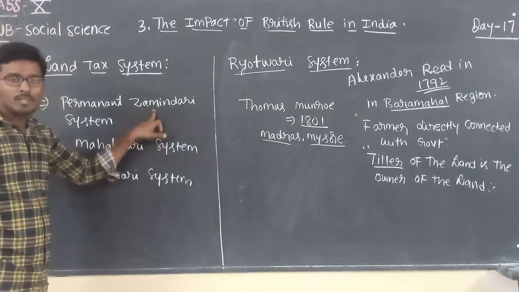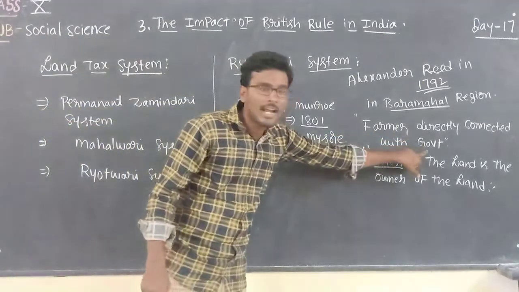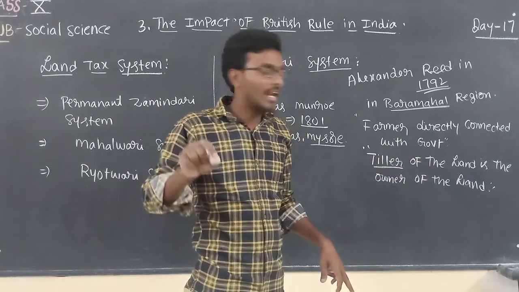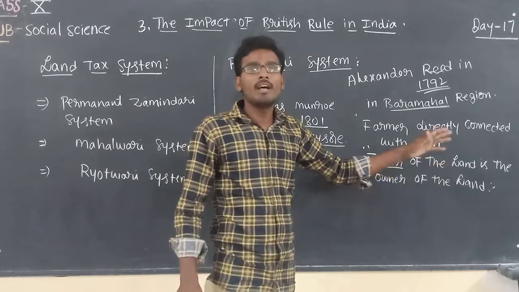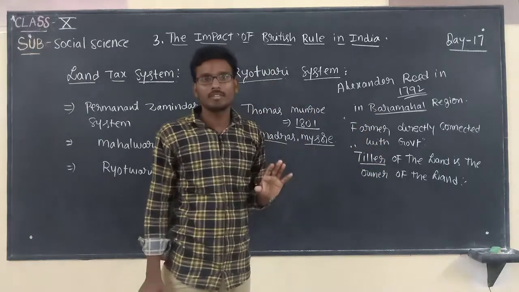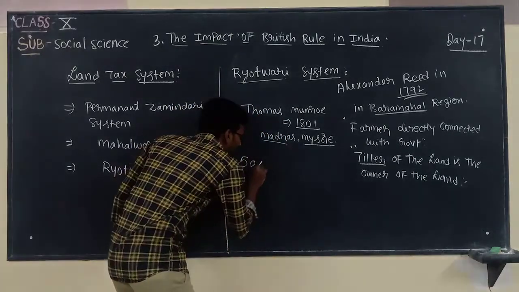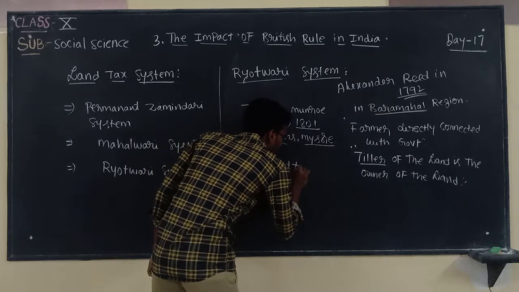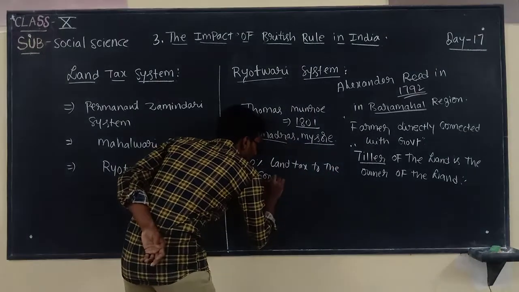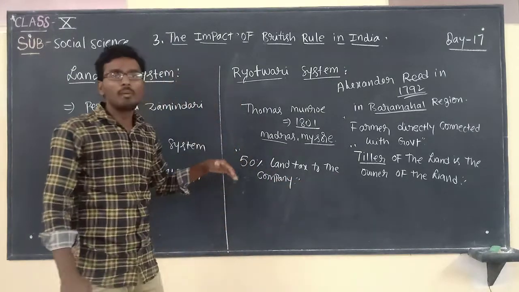But in Jamindari system, Jamindar will look after. In Mahalwari system, Mahaldar will look after. But in Rautwari system, the farmer is directly connected with the government. And moreover, who is the tiller of the land? Farmer only is the tiller of the land. He is the real owner of the land. So now, as per Rautwari system, the person who cultivates the land has to pay 50% of land tax to the company.